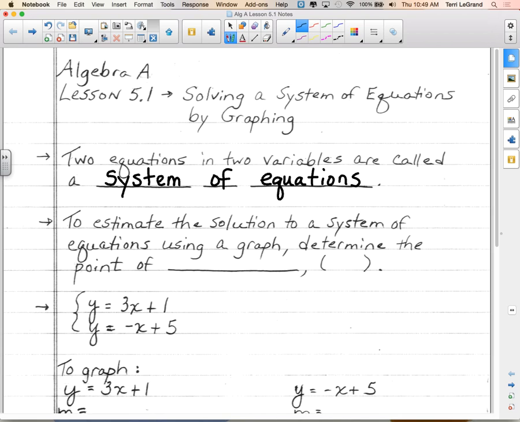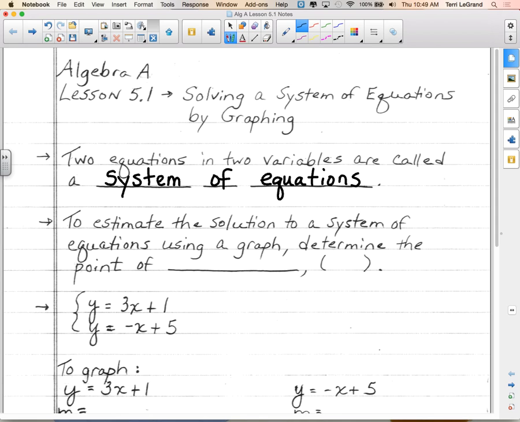So if I ask you to solve an equation like 4x equals 8, what is x equal to? If I just ask you to solve that simple equation, 4x equals 8, we divide both sides by 4 and x is equal to 2, isn't it? That's just a simple equation in one variable.